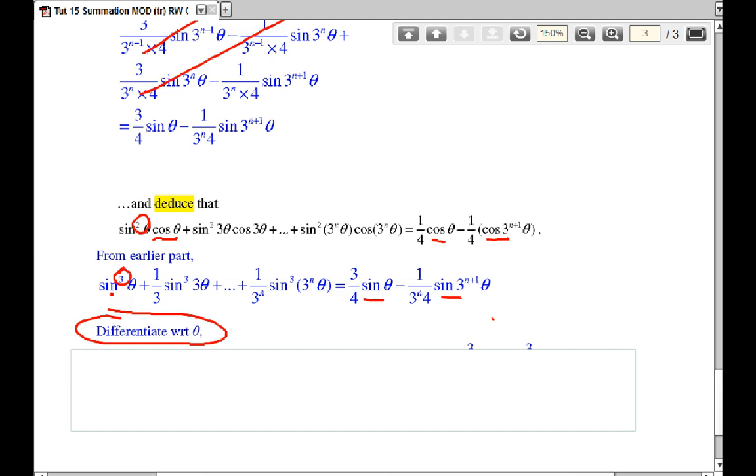Can multiply by cotangent. Cannot. You multiply by cotangent theta or cotangent 3 theta or cotangent 9 theta. Yes, absolutely right. But then I think you answer your own question.